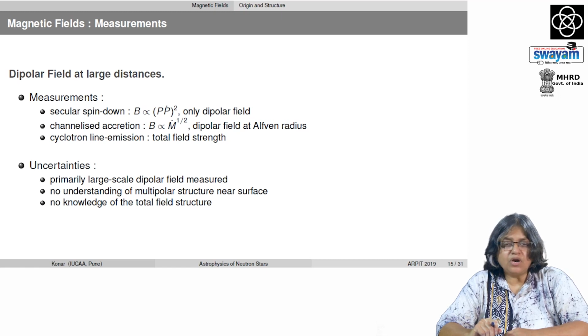because what we are measuring primarily is the large scale dipolar field, which is coming from radio pulsars, which comprise the majority of observed neutron stars. We also do not have any understanding of multipolar structures near the surface and no knowledge of the field structure in its entirety.